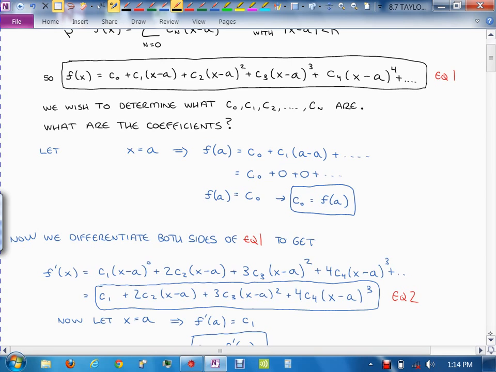Power rule, right? 2 comes out. 2c sub 2. X minus a to what power? First power, right? Now do the next one. What's the derivative of c sub 3 x minus a cubed? 3 comes out. 3c sub 3 x minus a squared. Do y'all see what's happening here? Next one would be 4c sub 4 x minus a cubed. Follow? Yes.